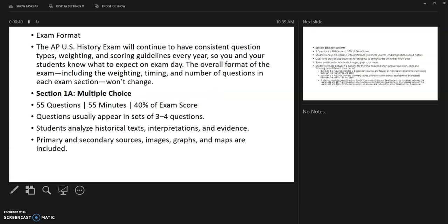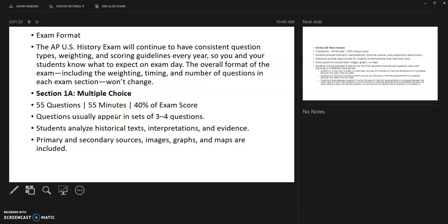So how the AP US History exam is broken down, it's 3 hours long and it's in 3 sections. The first section is multiple choice. Okay, it's 55 questions. You'll have 55 minutes, so about 1 minute per question, which might be kind of hard because you're going to be having to read during that time as well. So we're going to be practicing that skill of being timed or being on a time constraint. Okay, the multiple choice is worth the most out of all the sections. It's 40% of the exam score.